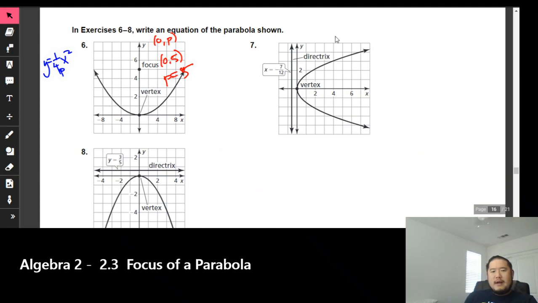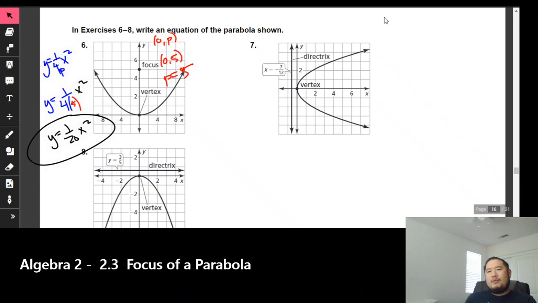So how about this? If I now know that p is equal to 5, I could take that value, plug it into our equation, y is equal to 1 over 4, and then right here, let's plug in 5. That's my value of p times x squared. So y is equal to 1 over 20 times x squared. And there is our equation of the parabola, just like that.